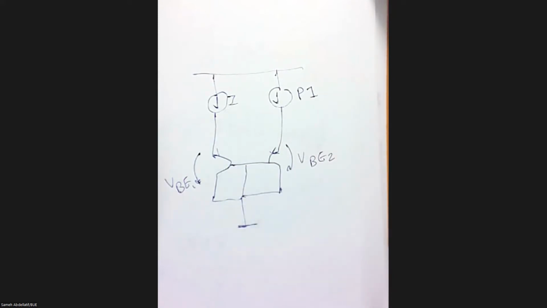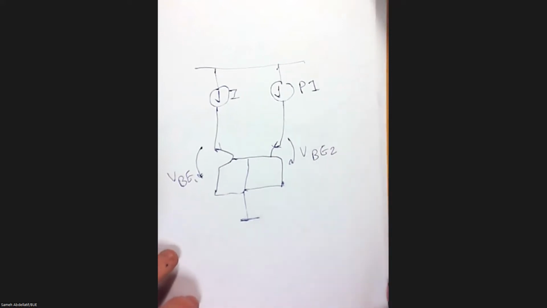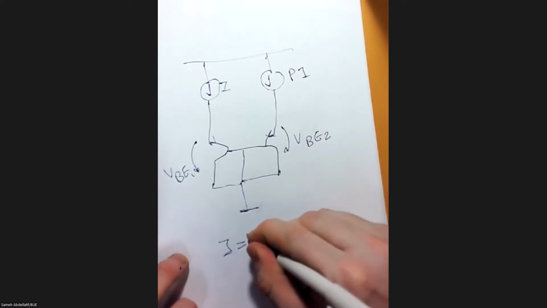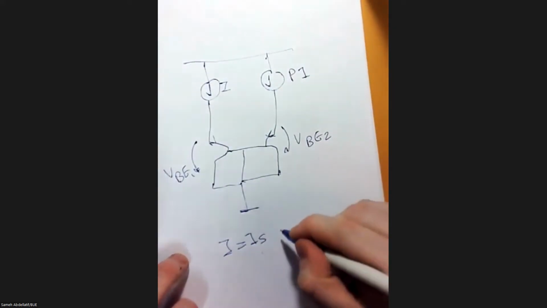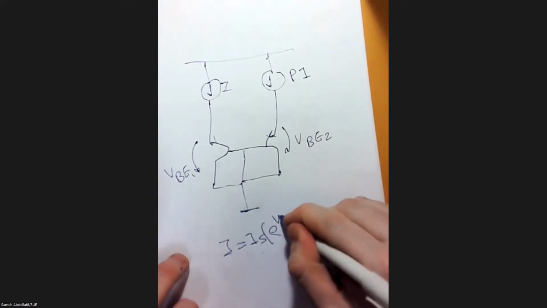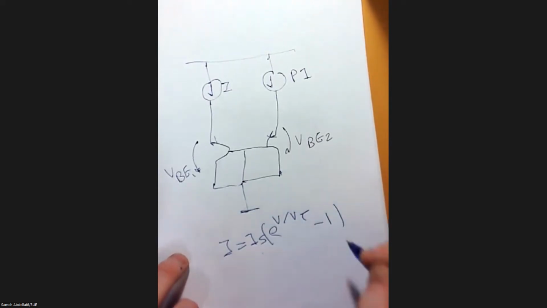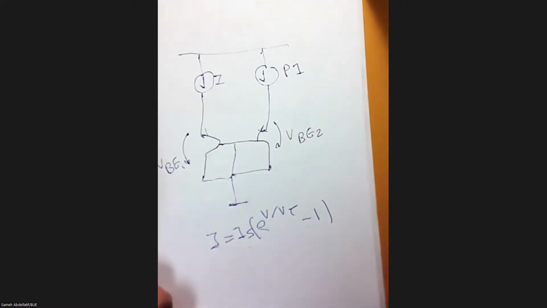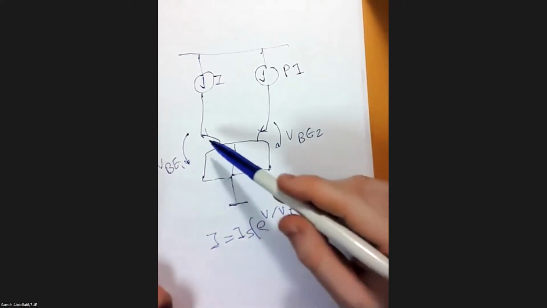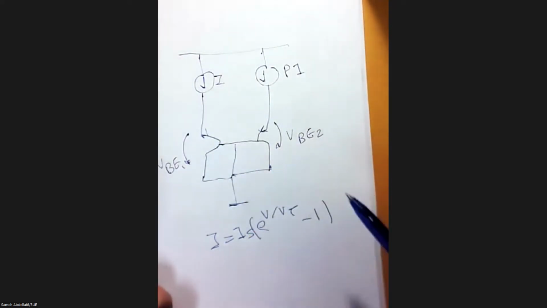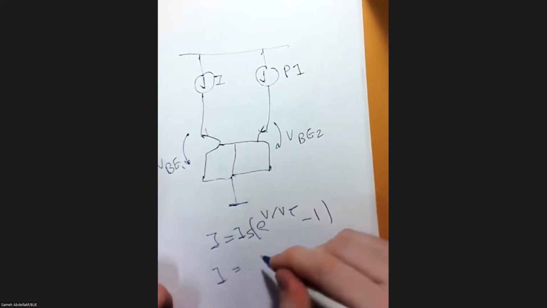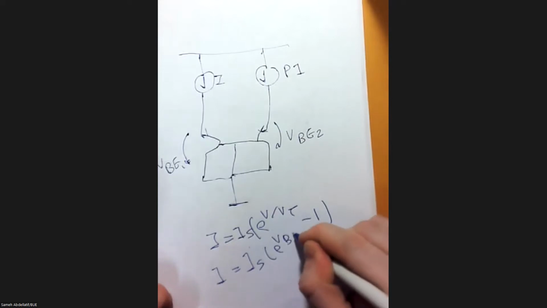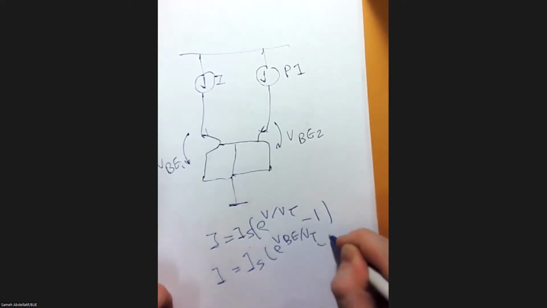So in this case, you know that the current flowing in a diode is I equals IS, the saturation current, e to the power V over VT minus 1. This is the current flowing in a diode. And as you know, here the voltage applied is VBE. This is the voltage applied to the diode. So I can write I equals IS, the saturation current, e to the power VBE over VT minus 1, as you can see.